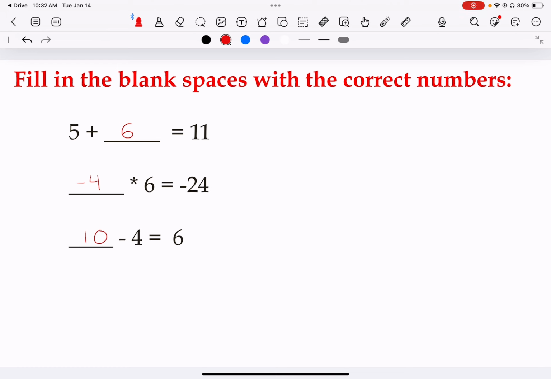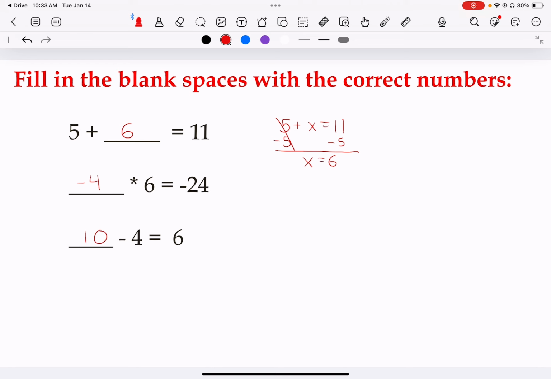Now, if I wanted to solve these by setting up equations, I'm going to use a variable instead of the blank space. So for the first one, I would have 5 plus x equals 11. Now to determine what the x is, I have to get rid of the 5 by doing an inverse operation. Since that 5 is positive, I'm going to subtract 5 from both sides. 5 minus 5 is 0, so it cancels out. I'm just left with x equals 11 minus 5, which is 6.